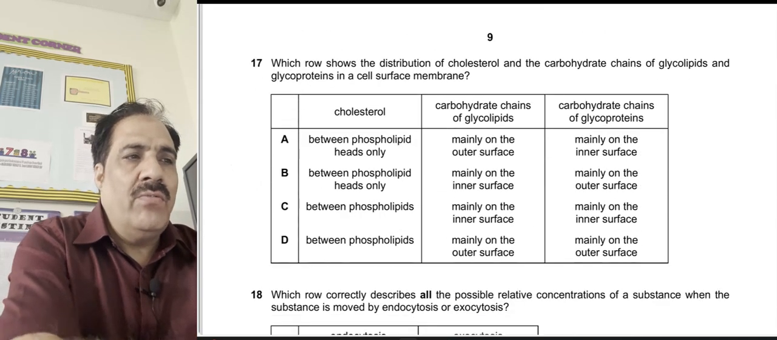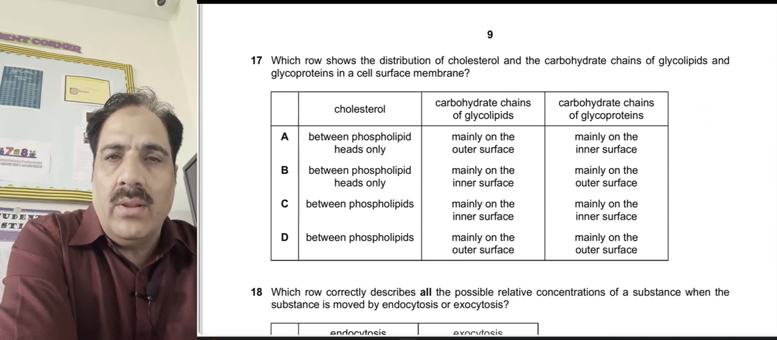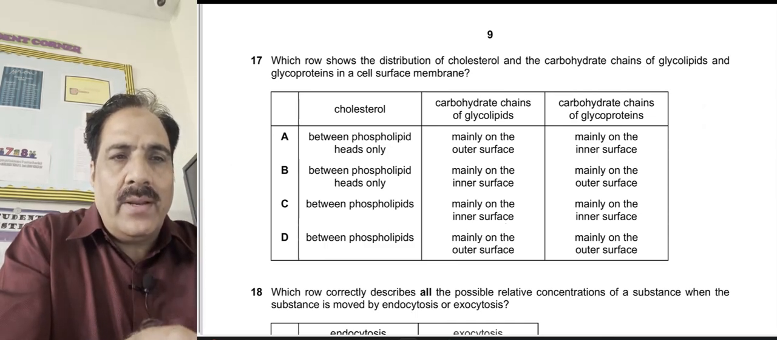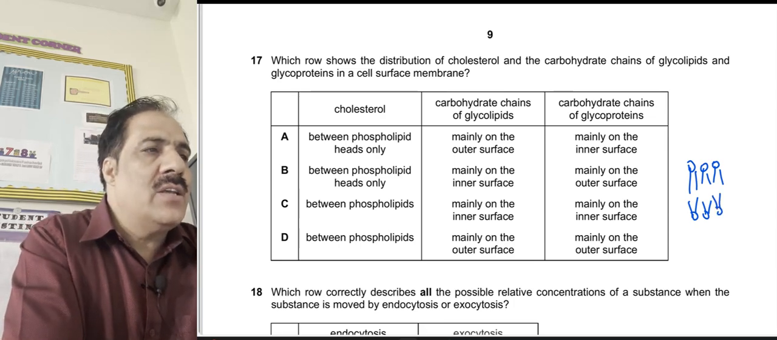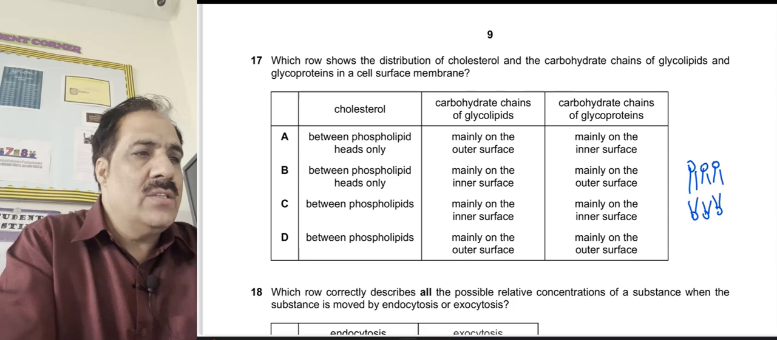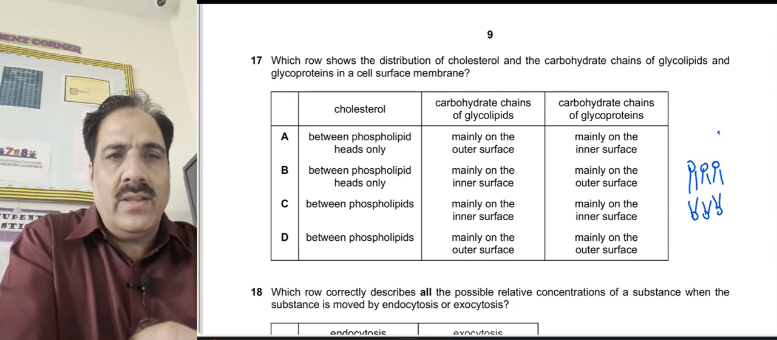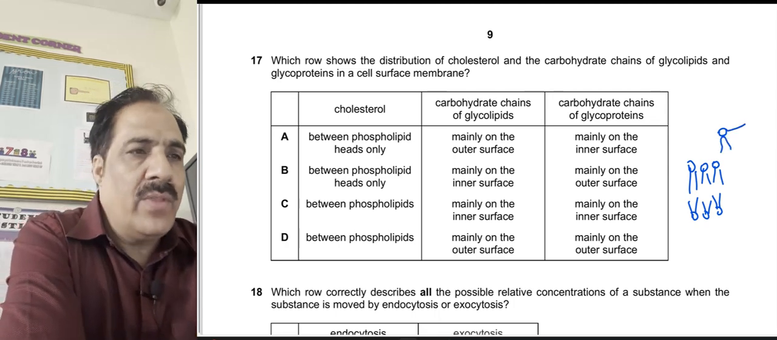Question number 17. Which row shows the distribution of cholesterol and the carbohydrate chains of glycolipids and glycoproteins in a cell surface membrane? If this is a phospholipid, then this is another phospholipid, and this is another phospholipid. We have the bilayer between them. The cholesterol molecules fit themselves between them. So we can see the cholesterol molecules are present between the phospholipids, because cholesterol molecules will also have the hydrophilic phosphate end and then the hydrophobic tails.